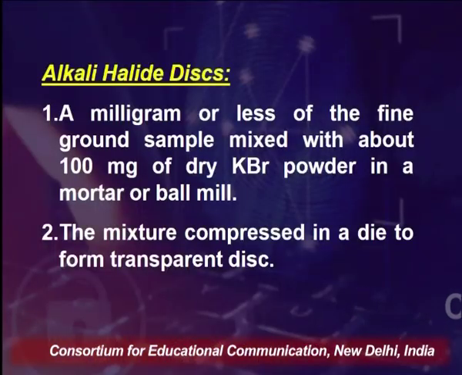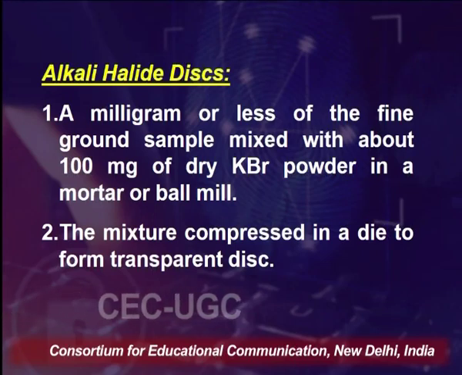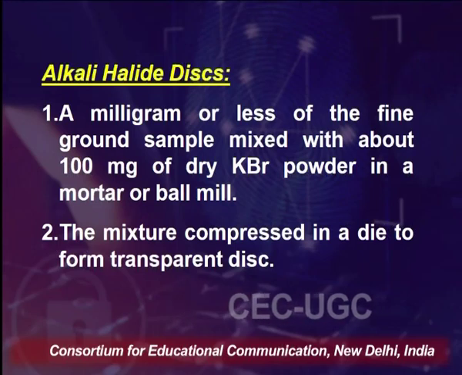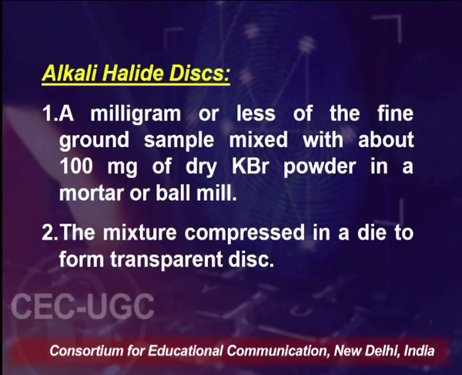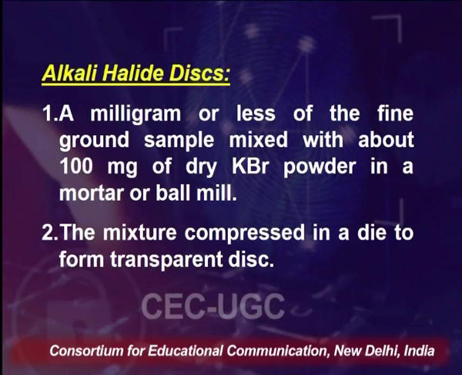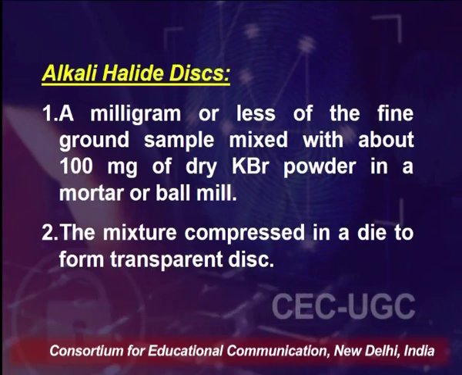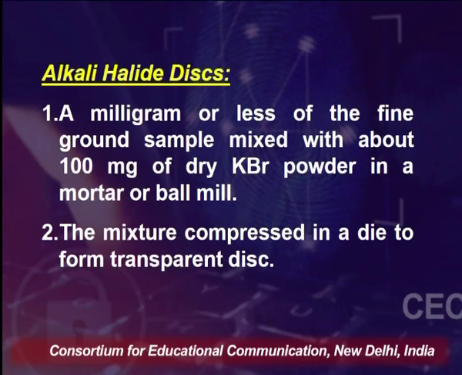So, how do we make alkali halide discs? A milligram or less of the finely ground sample is mixed with about 100 mg of KBr powder in a mortar or ball mill, and the mixture is pressed in a die to form a transparent disc. If the disc is opaque, then it will not be IR transparent. We have to make our pellet almost transparent.